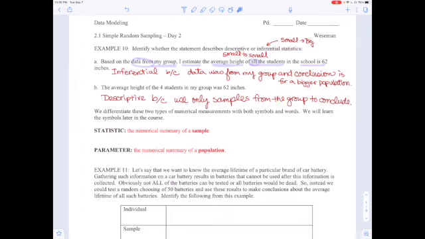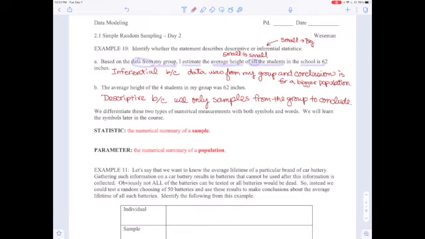So now the next conclusion is that we differentiate these two types of numerical measurement with both symbols and words. We will learn the symbols later in the course. But right here we have the next thing, which is called statistics. The statistics is the numerical summary of the sample, and we use a symbol of S.